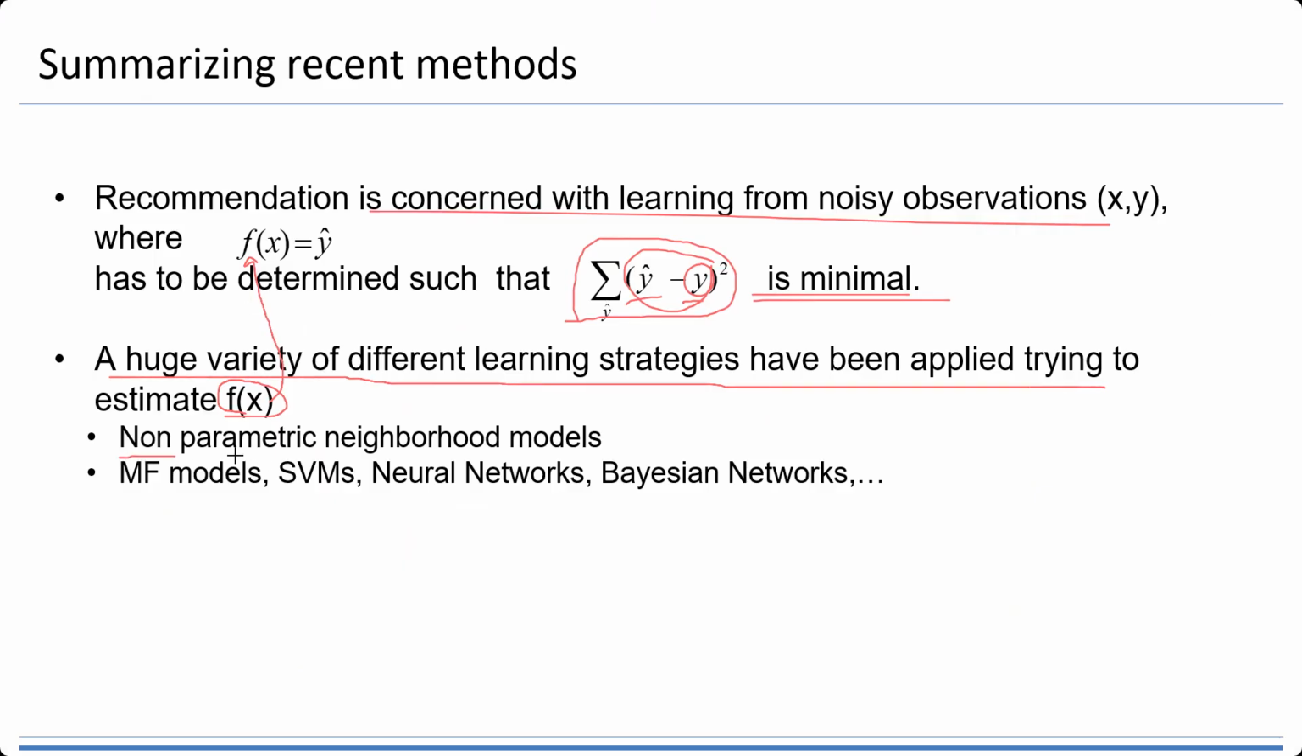So if we use the non-parametric neighborhood models, then we can just apply some statistical methods, or what we already learned today. We can use the MF model, which is the matrix factorization, or maybe in some weeks later, we will learn about other kinds of machine learning, for example, the decision tree. Okay. So you can use the SVM, you can use neural network, you can use the Bayesian network, and so on.